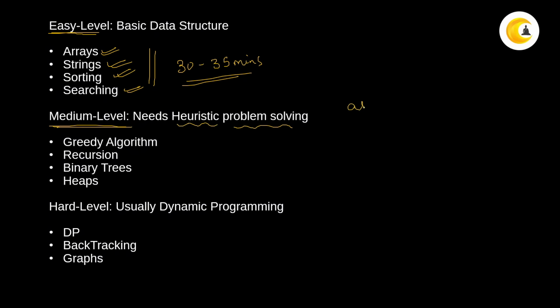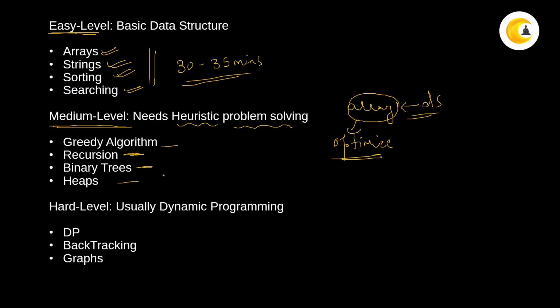That means you're having an array and you probably have to implement another data structure on this array, and that is known as heuristic, where basically you need to optimize. Okay, the concept of optimize. So for that, you have recursion questions, you have binary tree, you have greedy algorithm, you have heaps. Okay, these are the set of questions, and it is fair enough to spend around 45, if not 45, let's say around 50 to 60 minutes on such a question.